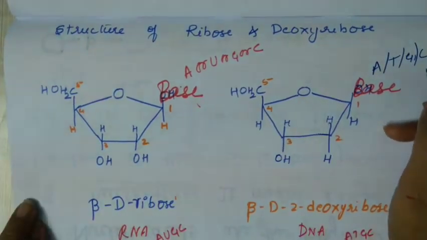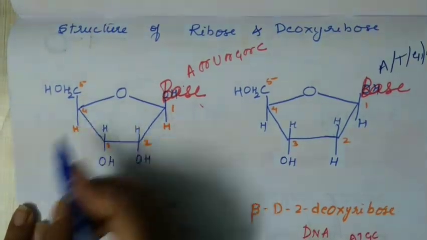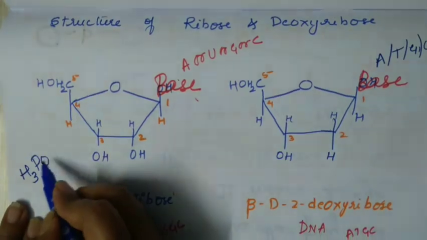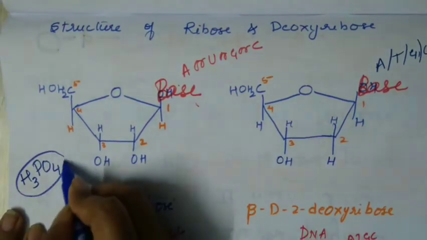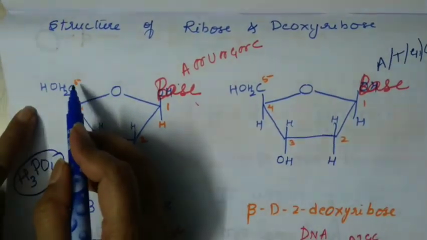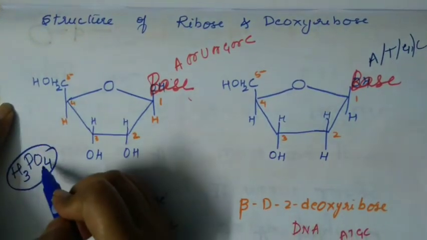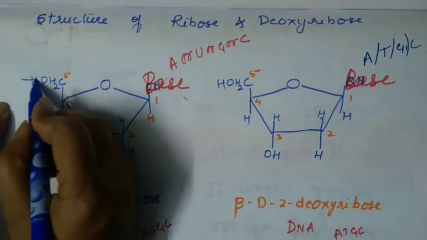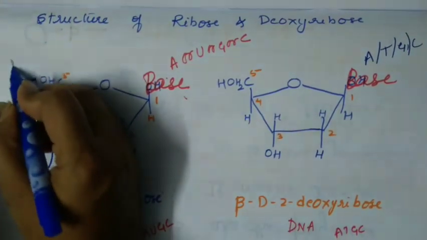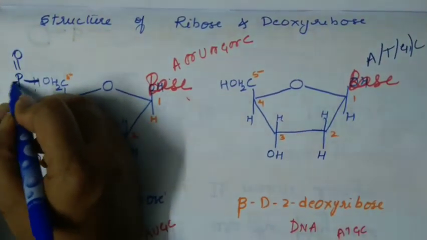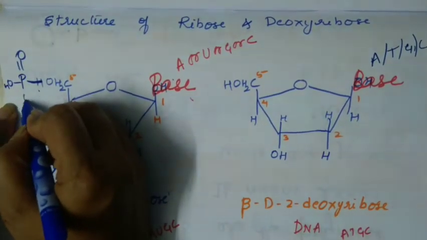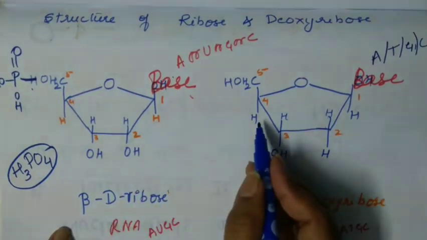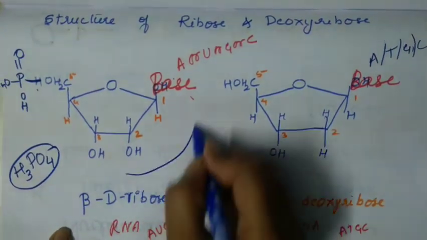Okay, and where is the phosphoric acid present? Phosphoric acid, I had said the formula of it is H3PO3. Actually, it is H3PO4. Okay, and it is attached to the 5th carbon atom. So H3PO4 reacts with this OH group and you get the formula like this. So the phosphate group is attached at the 5th carbon atom, and this is one nucleotide.